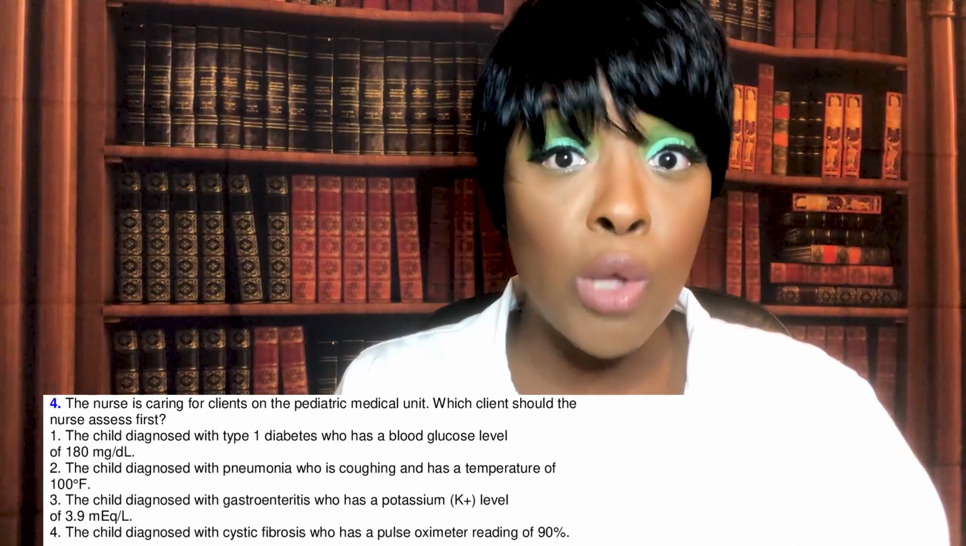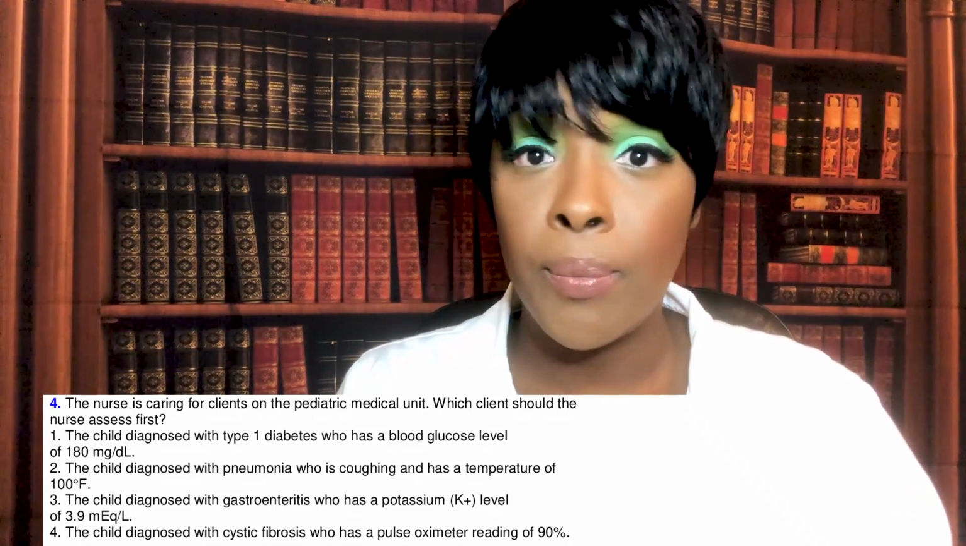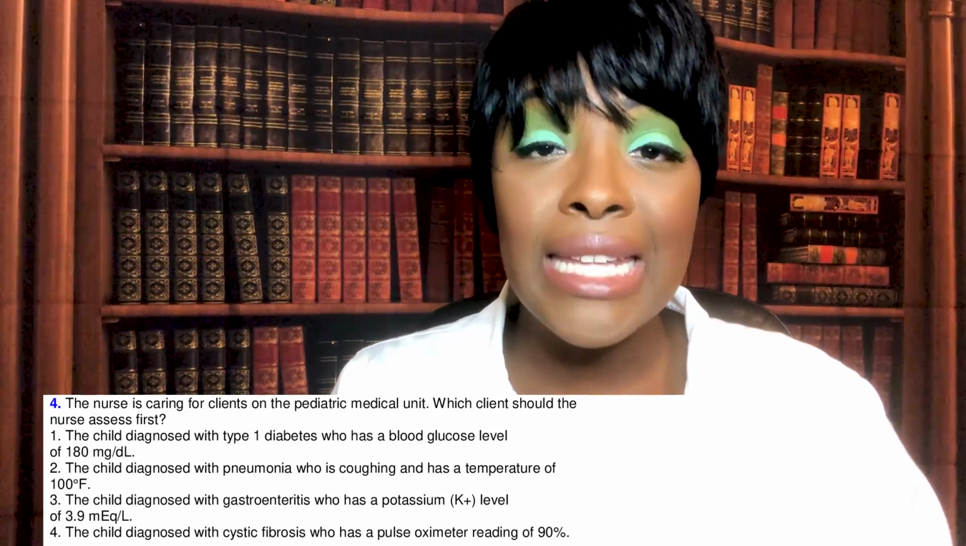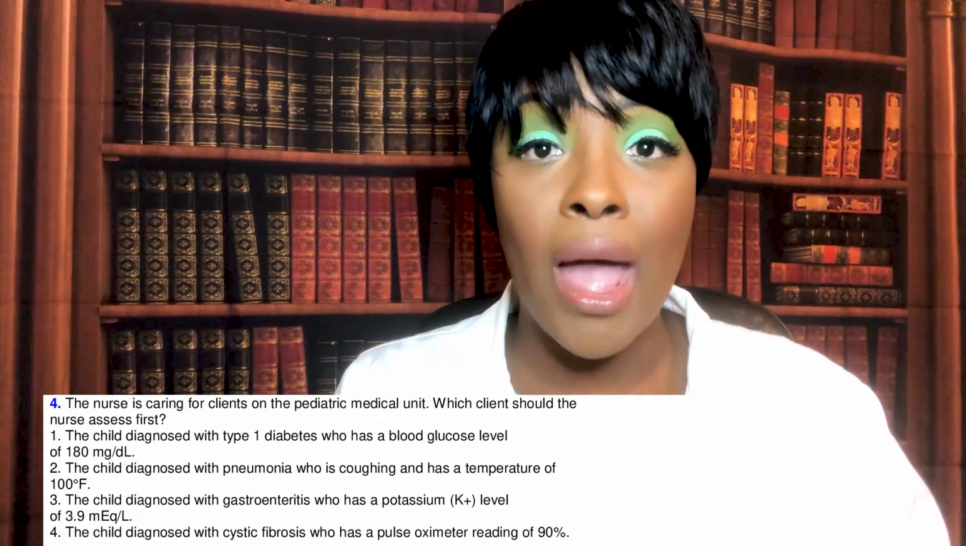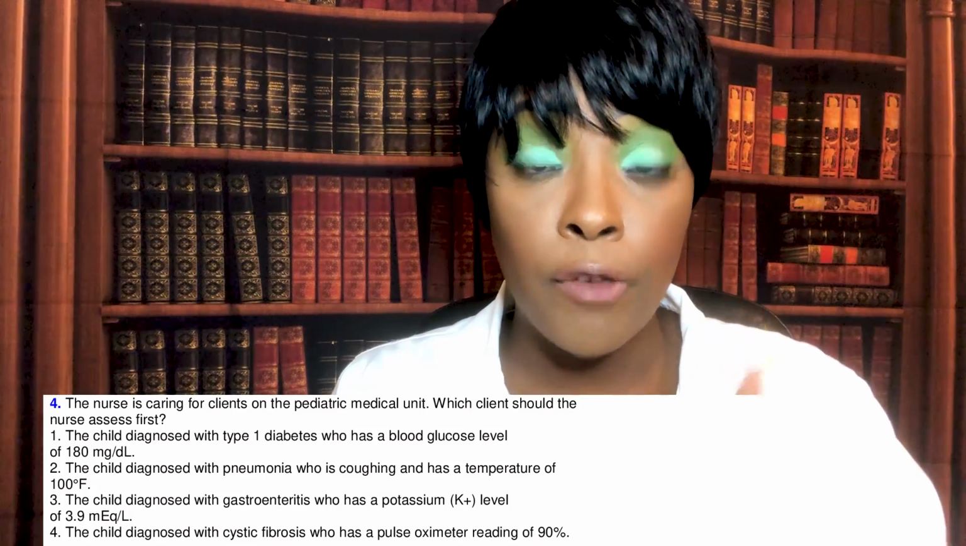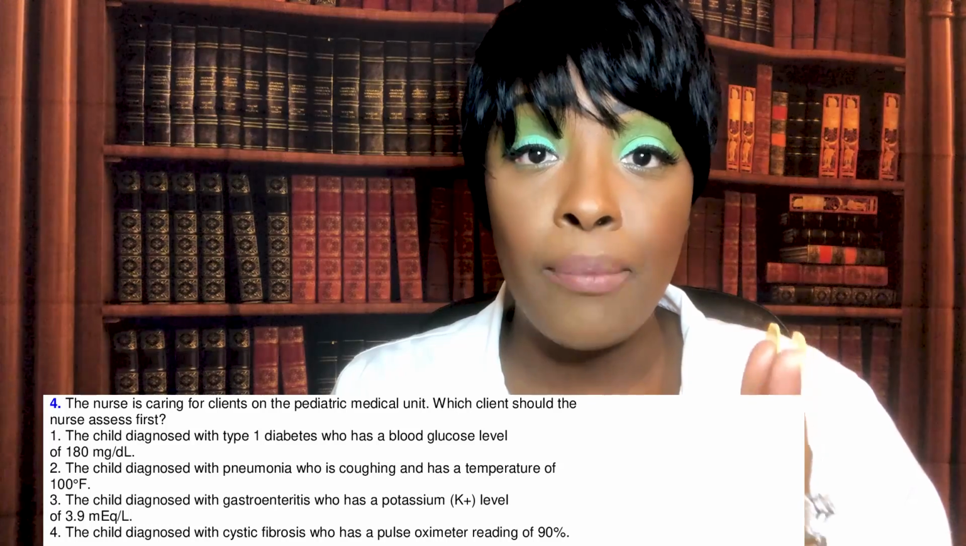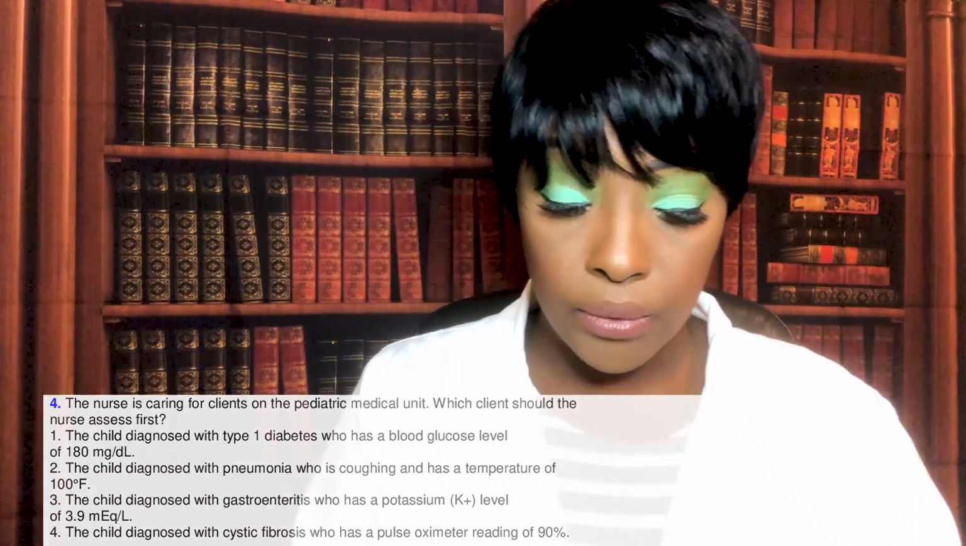But the patient whose O2 sat is 90, they're in trouble. They're going to go down on you very fast because they need that oxygen to survive. That's why the O2 sat goes first, and then immediately after, you're going to go to that type 1 diabetic whose blood sugar is too high.